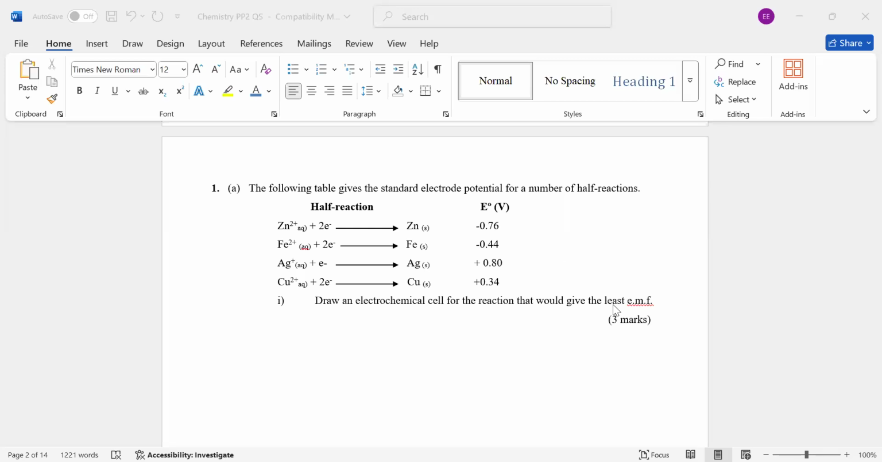If you are asked about the highest EMF, look at most electronegative, most electropositive. But if it is the least EMF, don't even look at positive and negative. Just look at the two values that have E values which are close to each other. Like in this case, the way somebody has given us an answer, yes, very correct. If you look at zinc and iron, the combination of the two will give us the least EMF.